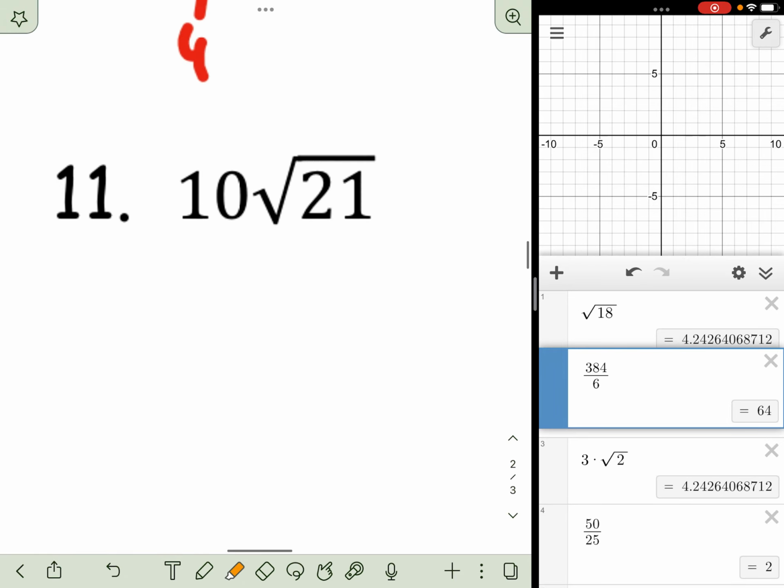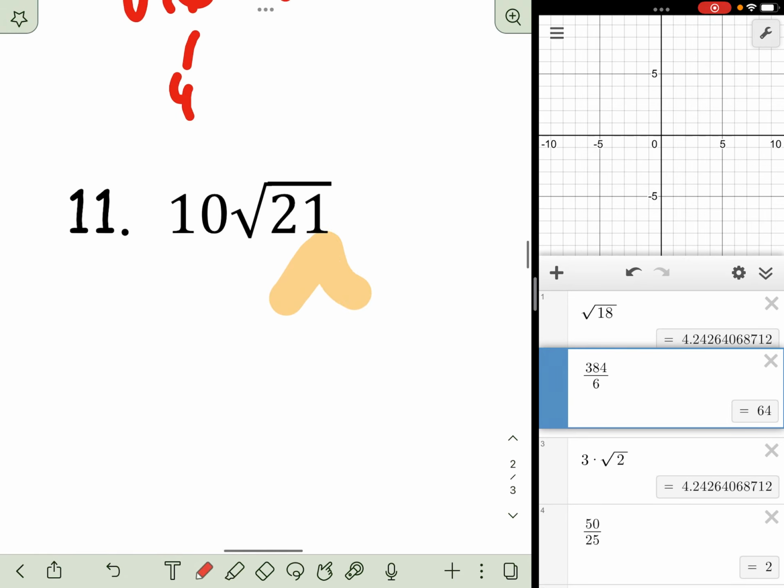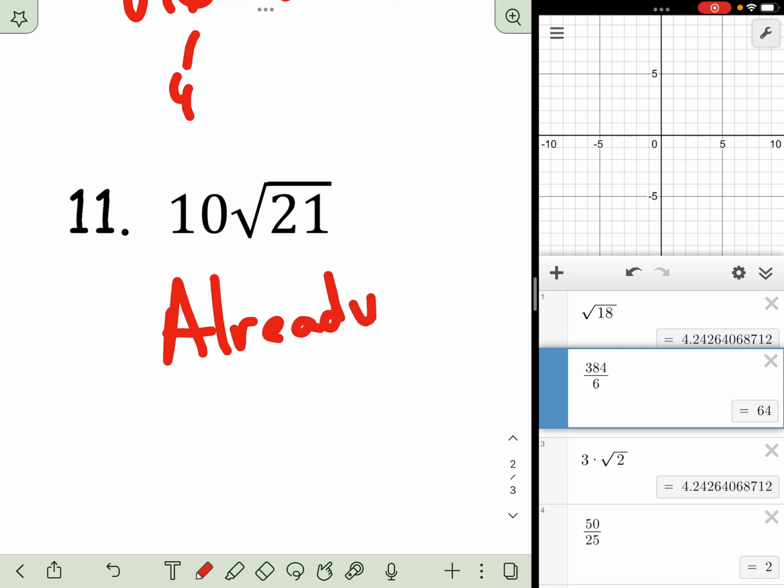Number 11, you got radical 21, which is 7 and 3, but 7 and 3 are not perfect squares. So in this case, again, anytime you have a number that's 21 or 30 or doesn't have a perfect square that goes into it, it is in fact already simplified.